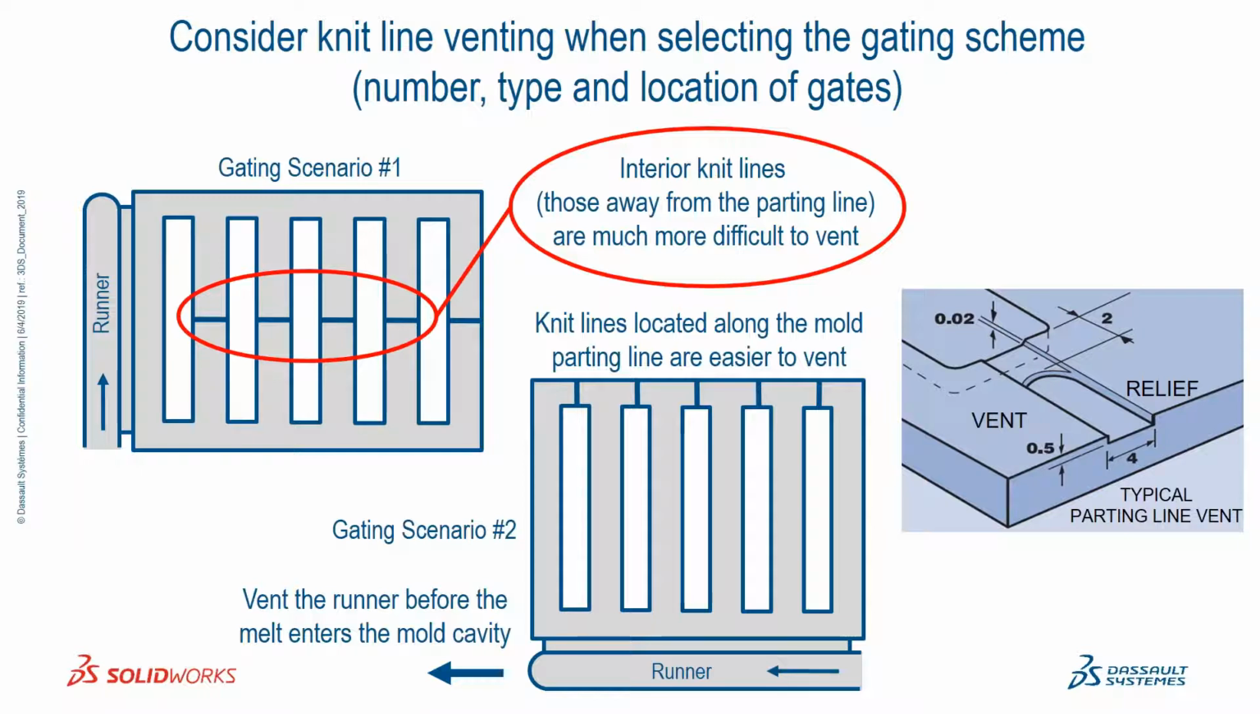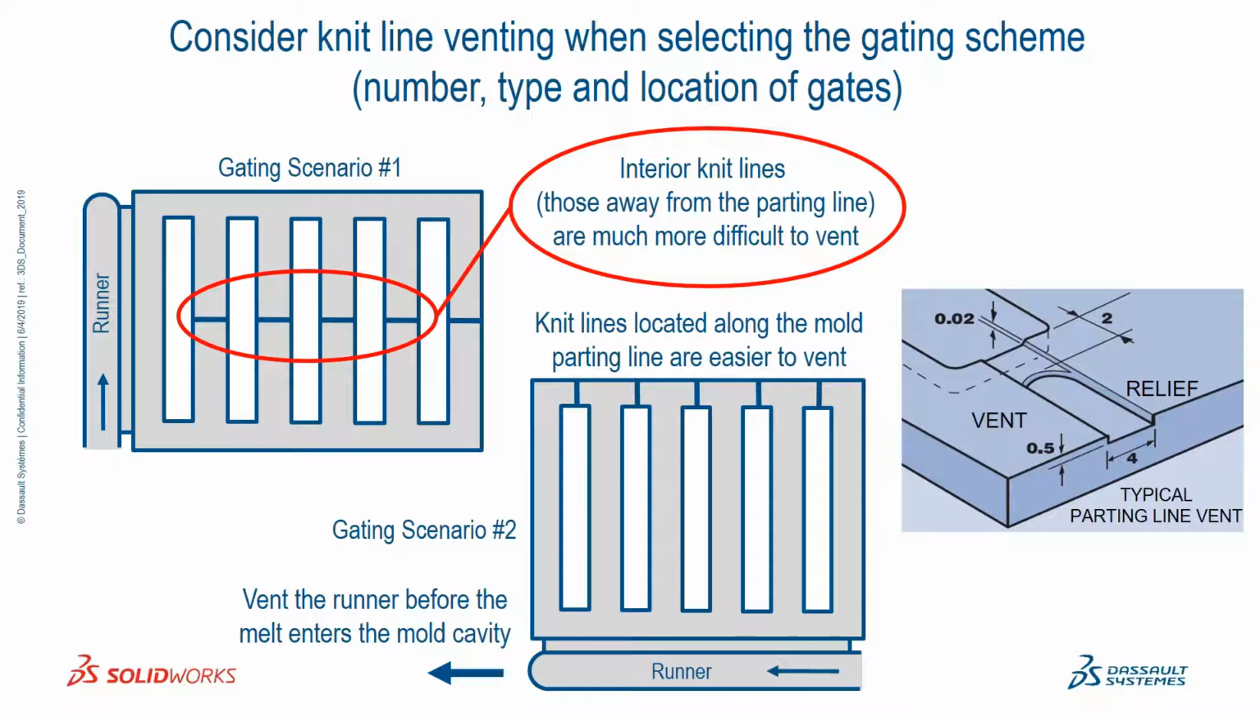It would be very difficult to vent the gas from those locations. You would have to have each core be a separate insert so that you could vent between the retainer and the insert, and allow the air and gases to escape, which is fine, but over time those vents have a tendency to get clogged and the mold would need more maintenance, and they're not as effective as edge vents. So whenever possible, we'd like to gate the part in such a way that the knit lines form along the parting line.